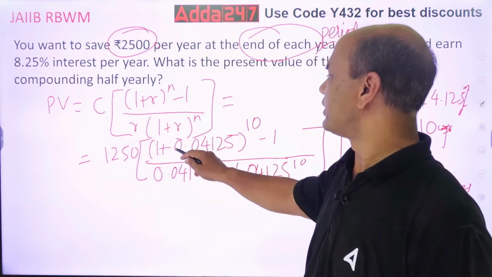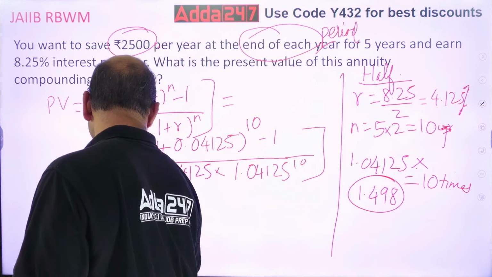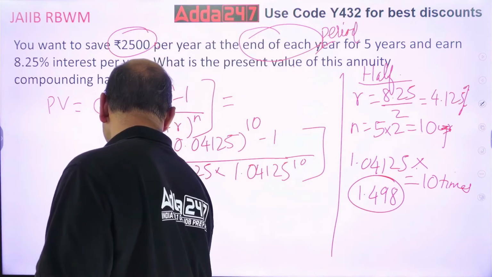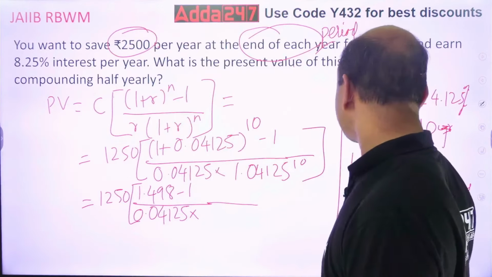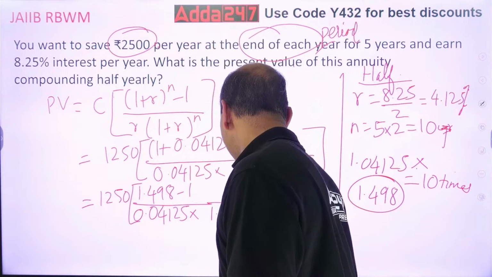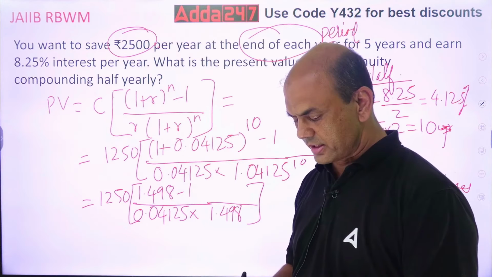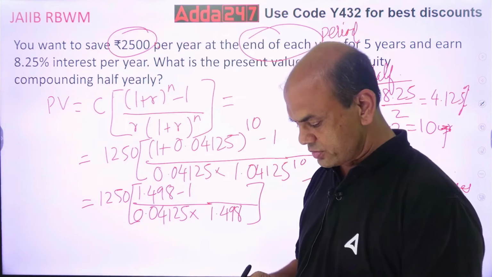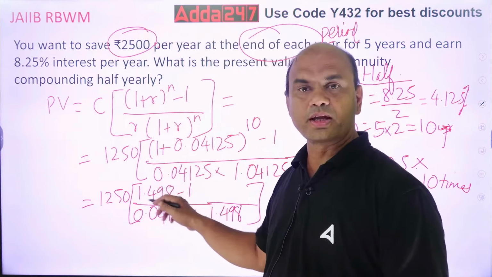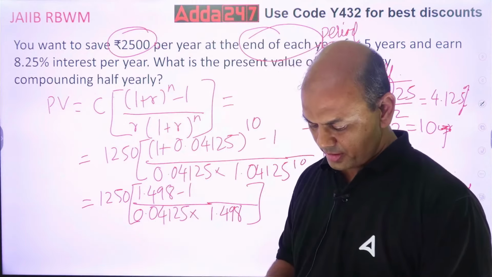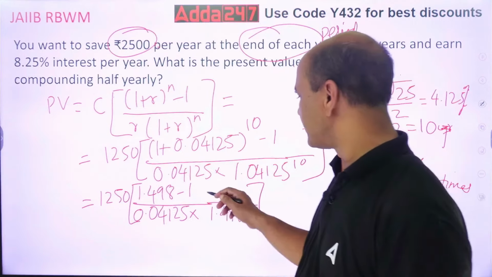Now it's simple. See, 1.498. So 1250 into 1.498 minus 1 upon R, which is 0.04125, into, now this is the same figure, 1.498. Now you can do this directly. Try it, everyone. So 1.498 minus 1 is 0.498. Pay attention: 0.498 divided by 0.04125. So 12.07. I'll write this answer over here.